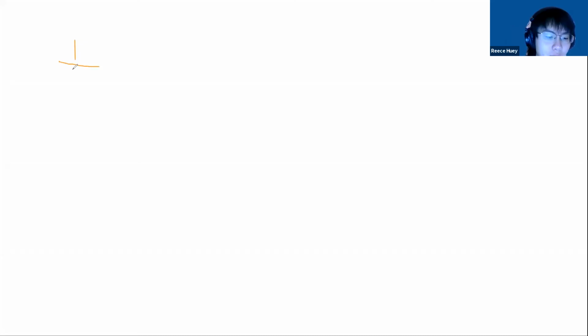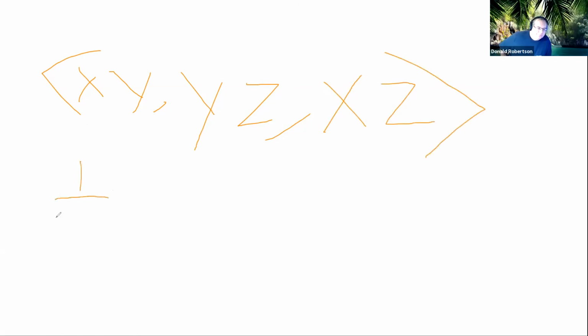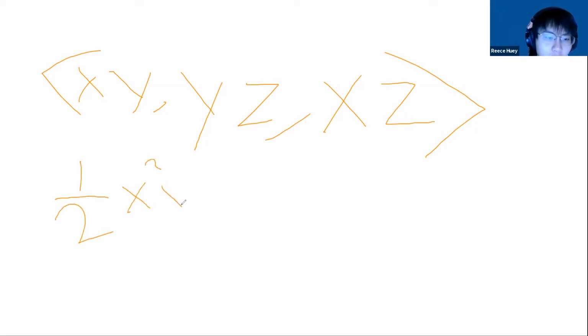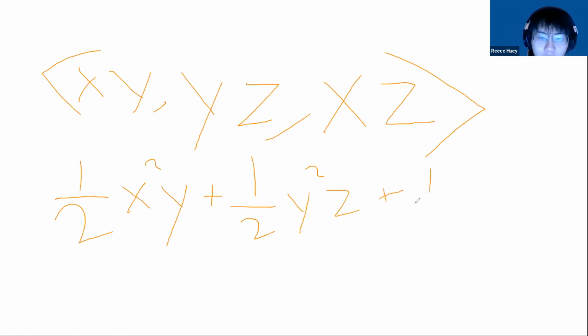So the function again was xy, yz, and xz, yes? Okay, so we're taking 1/2 x squared y, agreed? Yes, but we also have to integrate with respect to x, so that's 1/2 x squared z. No, wait, that's where your mistake is. Oh, no, wait. Okay, so plus 1/2 xz squared.